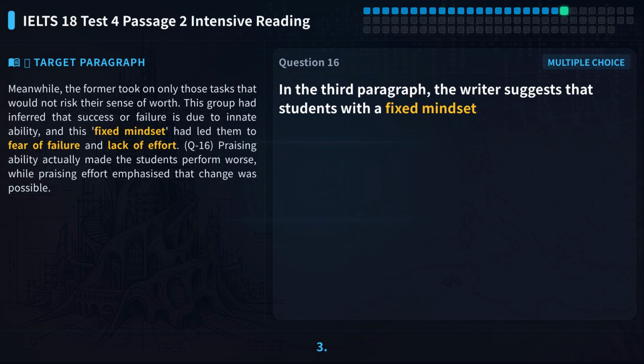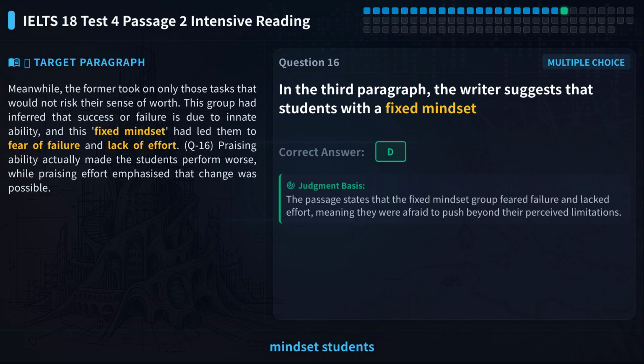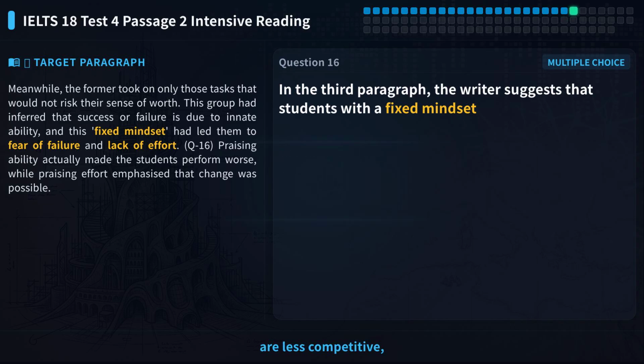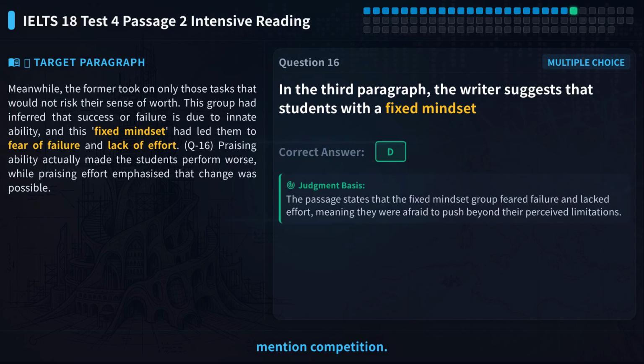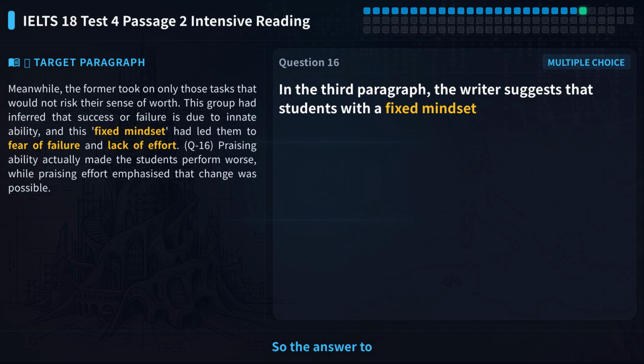Let's locate paragraph 3. The text says fixed mindset students fear failure and lack effort. They only take on tasks that won't risk their sense of worth. Option A says they are less competitive, but the text doesn't mention competition. Option B says they have low self-esteem, but the text talks about fear of failure, not low self-esteem. Option C says they need encouragement to work hard, but the text says they lack effort, not that they need encouragement. So the answer to question 16 is D.